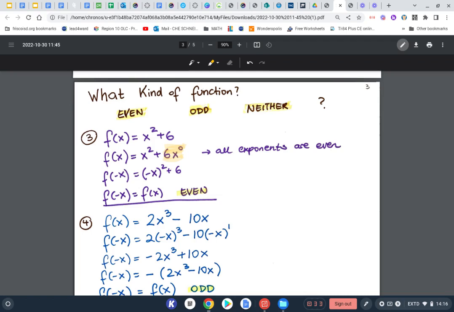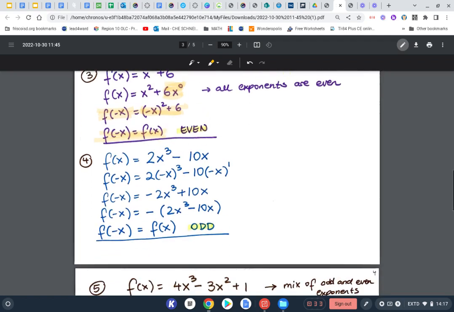So let's see what happens. I'm going to plug in negative x into my original and do exactly as it says. Negative x to the power of 2 plus 6 times negative x to the power of 0. 6 times negative x to the power of 0 still turns into 6, because anything to the power of 0 is 1. So I keep my 6 as is. And negative x to the power of 2? It remained positive. So somehow I kept my original. And that's when I say it's even.